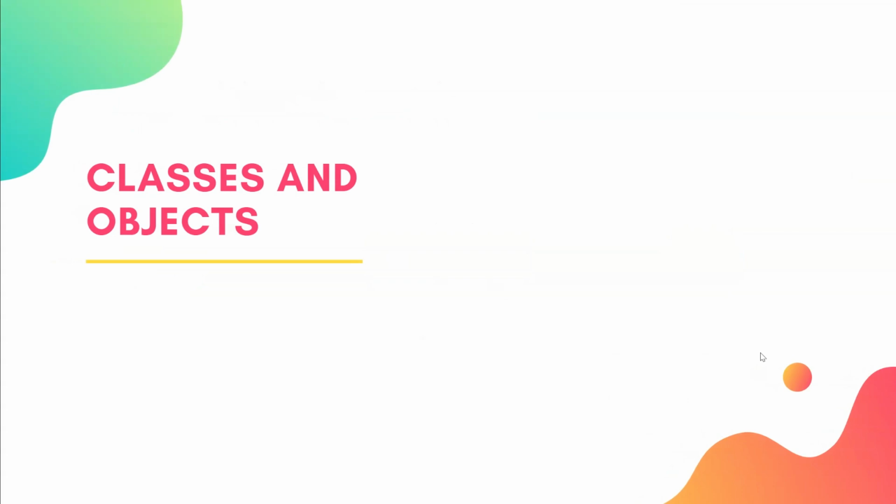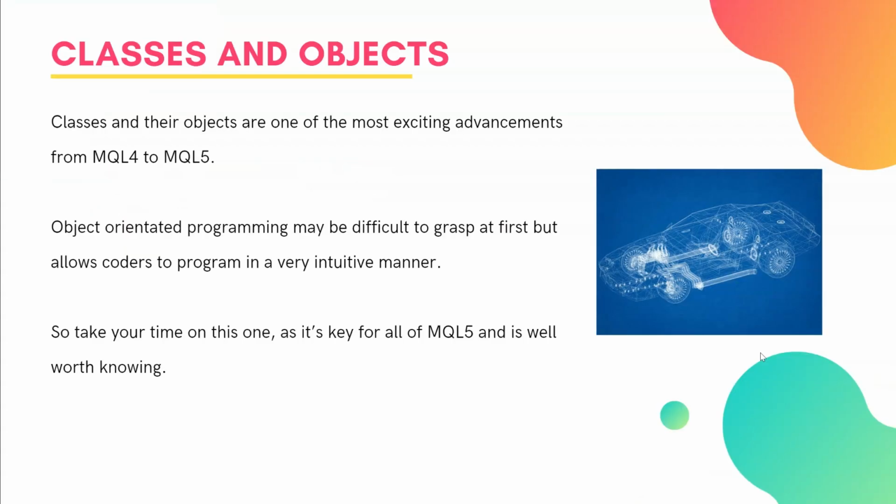So now we're getting to the meat of the lesson, which is classes and objects. So let's have a look. Classes and their objects are one of the most exciting advancements from MQL4 to MQL5, as we've said before. Object-oriented programming can be difficult to grasp at first. It is tricky if you think about it from a programming side first, but if you think of it in terms of real-life objects, it becomes quite intuitive and really helps organize your code. Take time with this one.